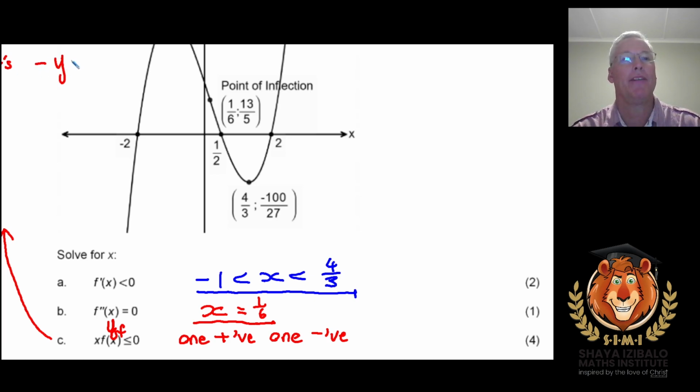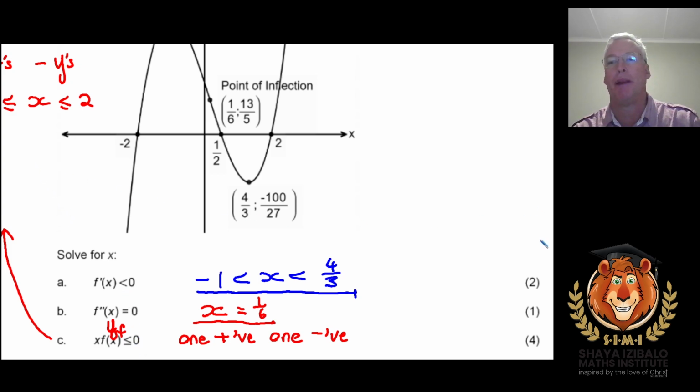Positive x's mean being on the right-hand side of the y-axis, and negative y's mean being below the x-axis. So where are we on the right-hand side of the y-axis and below the x-axis? That's from 1/2 to 2. I can include 1/2 and I can include 2 as well, because those values would give 0 and the question says less than or equal to 0.